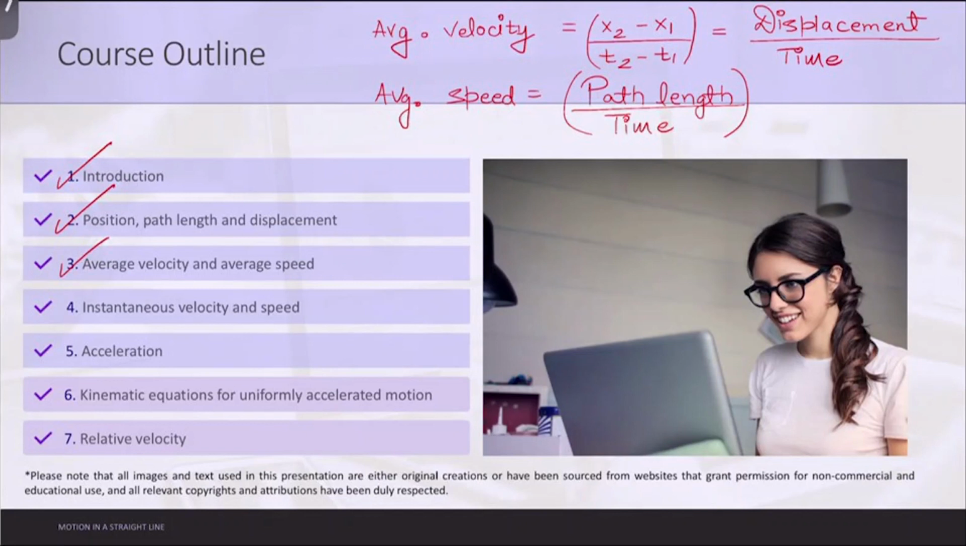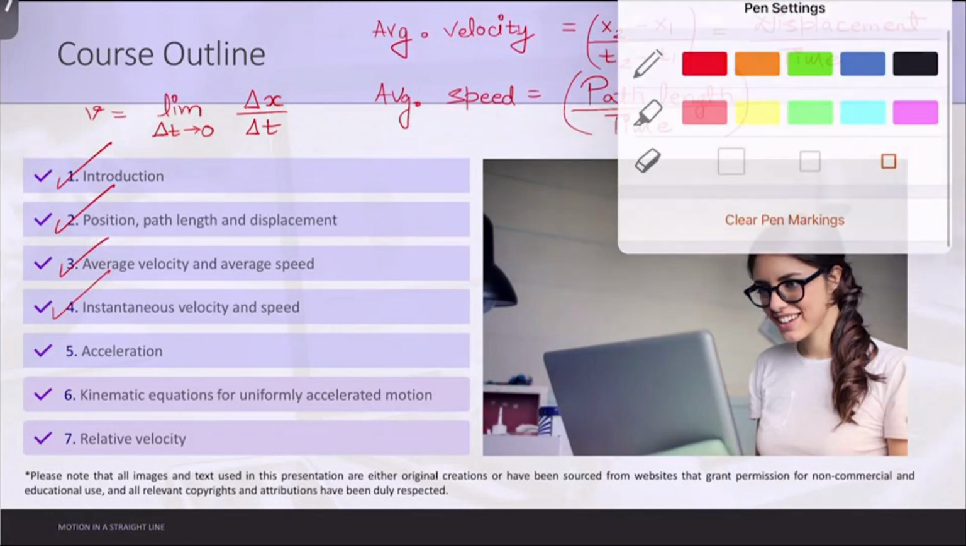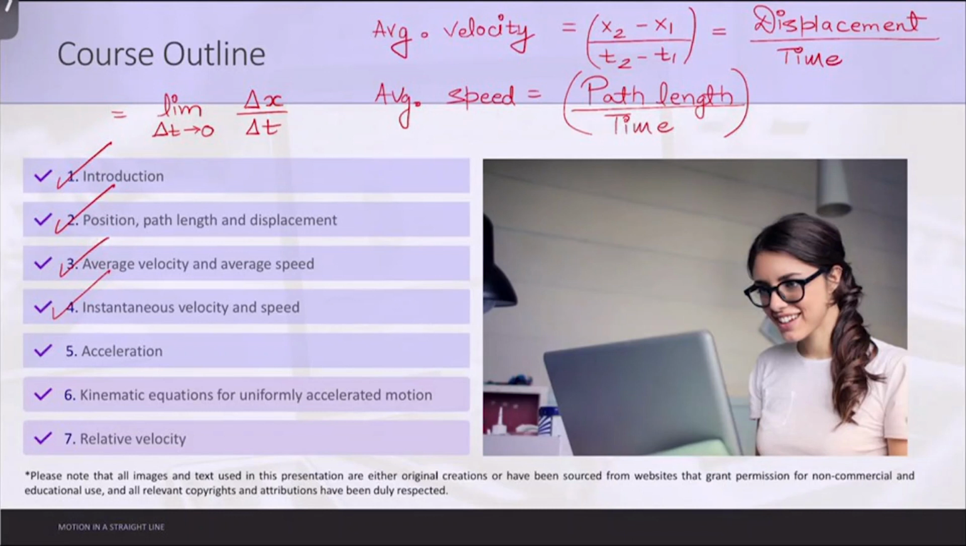Then next was your instantaneous velocity and speed. In this we understood basically some sort of limiting calculus. We understood that when we take the limit delta t tending to 0 of delta x by delta t, that is nothing but your instantaneous velocity. This is also called your dx by dt, that is, the differential coefficient of x with respect to t.